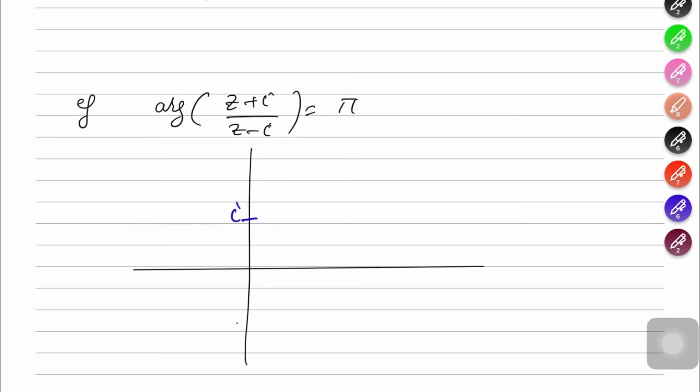So this is i, this is minus i. The particular equation, argument of (z plus i) upon (z minus i) is equal to pi, represents a line segment between minus i and plus i, but not including minus i and plus i. So this is the locus of z.